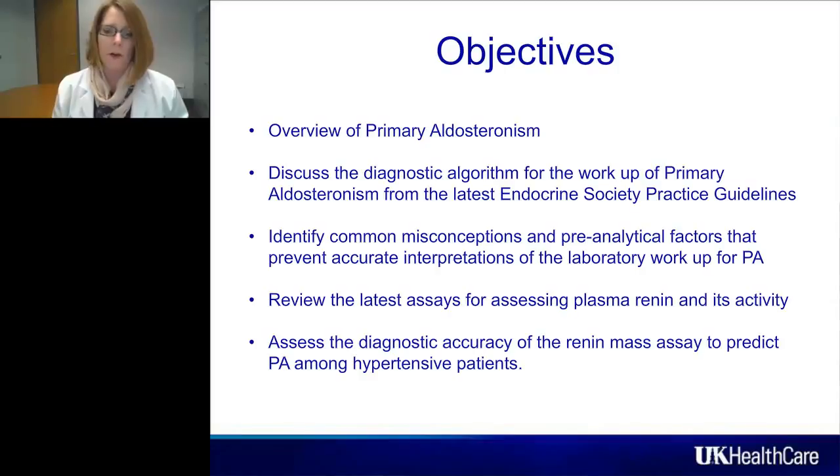Finally, at the end of the talk, we will review the latest assays for assessing plasma renin and aldosterone activity, and Dr. Wiencek will take you through some studies that we did looking at the diagnostic accuracy of different renin assays to predict primary hyperaldosteronism.